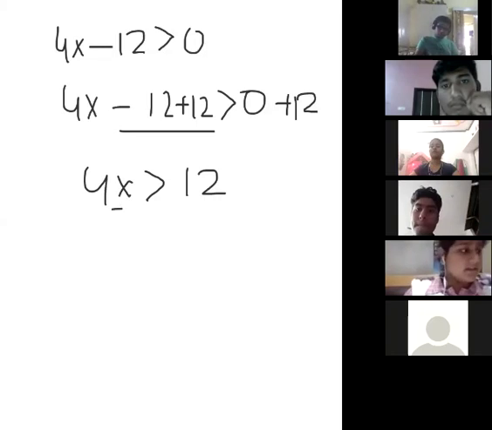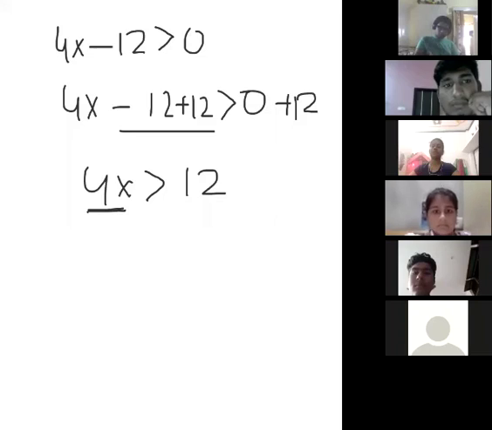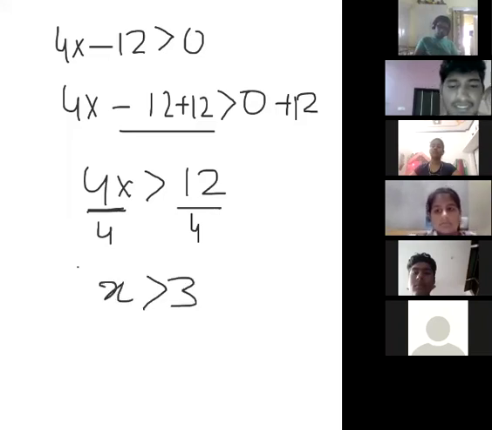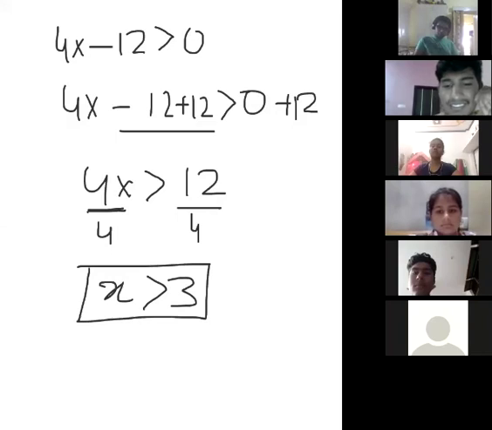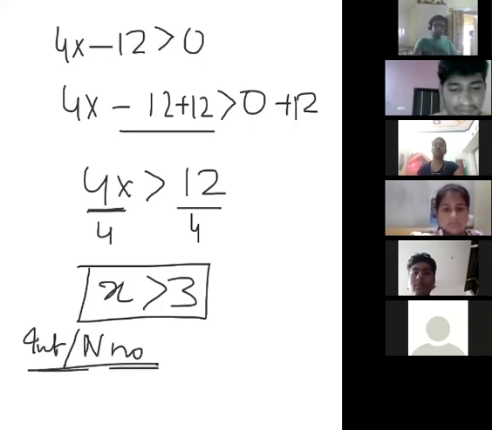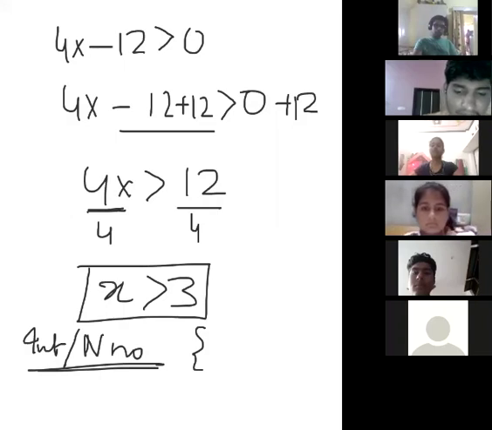Now we need to remove this 4 because we need to think about x. So I'm dividing both sides by 4. What result am I getting? x is greater than 3. Now if I want to write this in integers or natural numbers, in that case what we could do is write it in the form of a set.